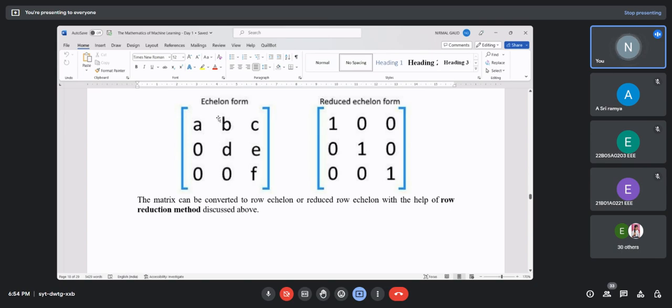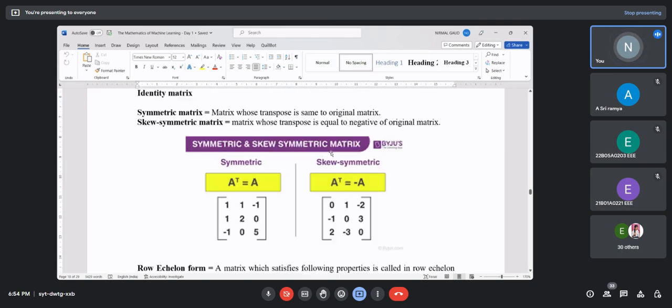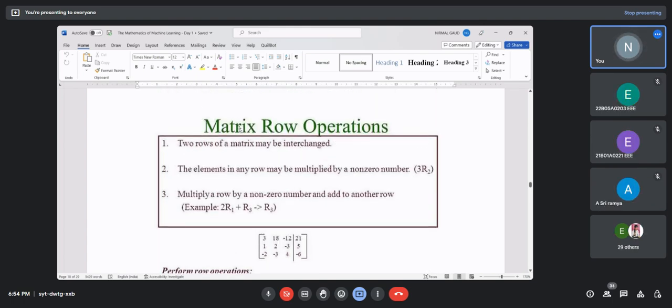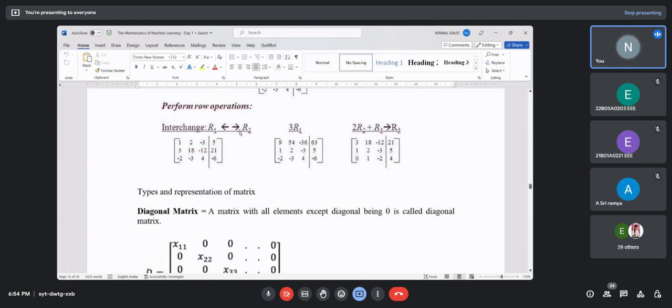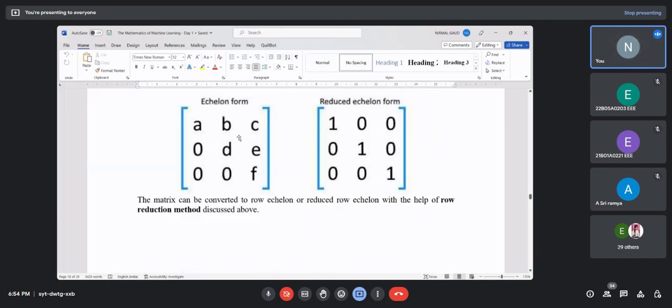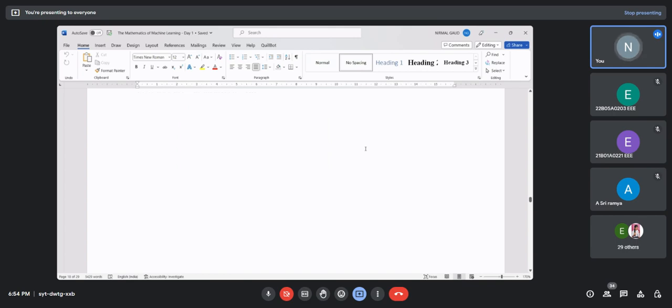And how to get a matrix into Echelon form? You have already studied these transformations. Here it is: matrix row transformations. If you apply these operations, only then are you able to convert any matrix into Echelon form. And this is reduced Echelon form. All right.